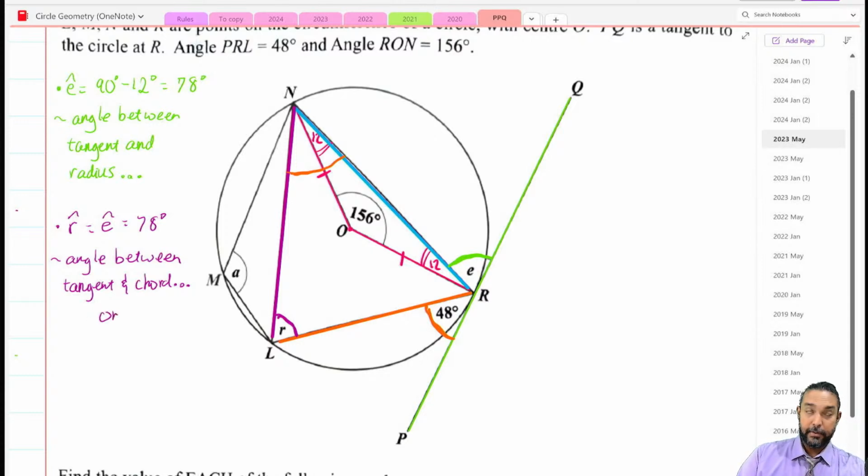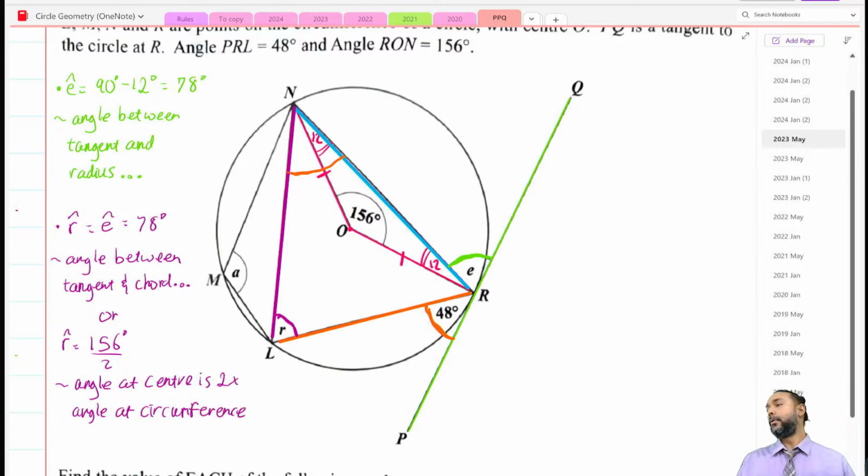All right, Hanifa. Right. R is equal to 156 divided by 2. That's because angle at center is 2 times or double the angle at circumference. All right. So hope we're okay with those two so far.